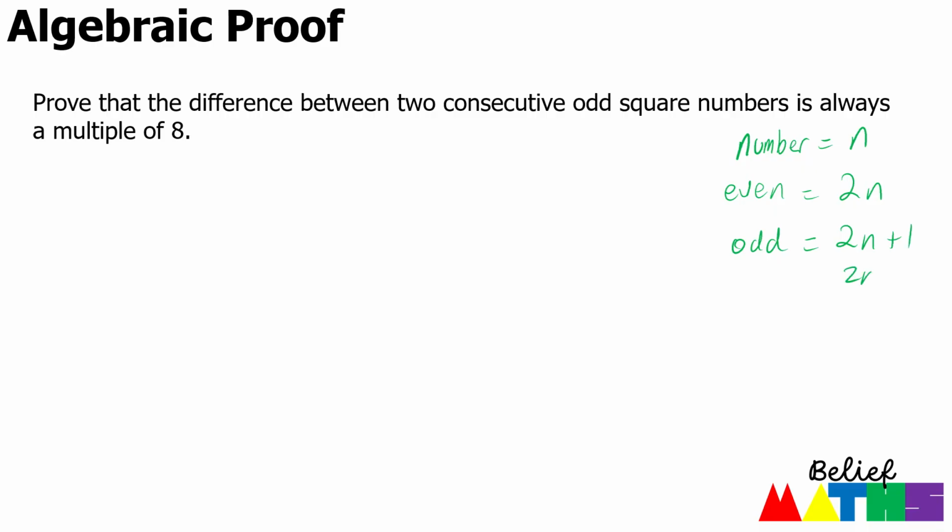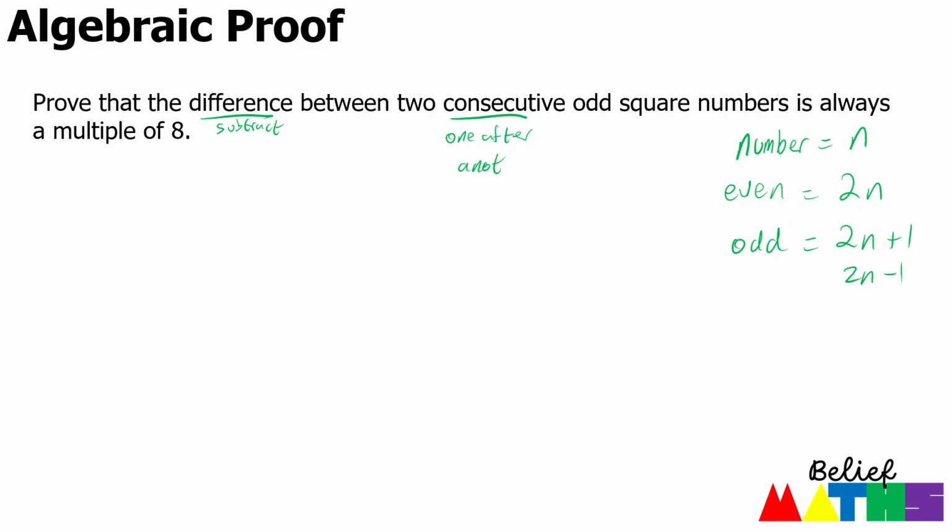or 2n minus 1. So this tells us to prove the difference, so difference means subtract, between two consecutive odd numbers, so consecutive means one after the other, one after another.